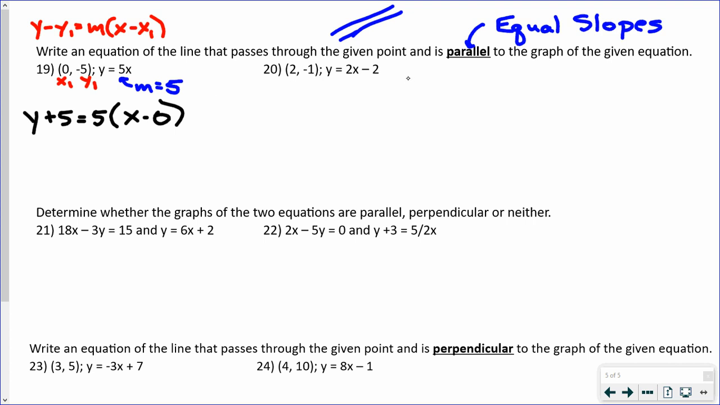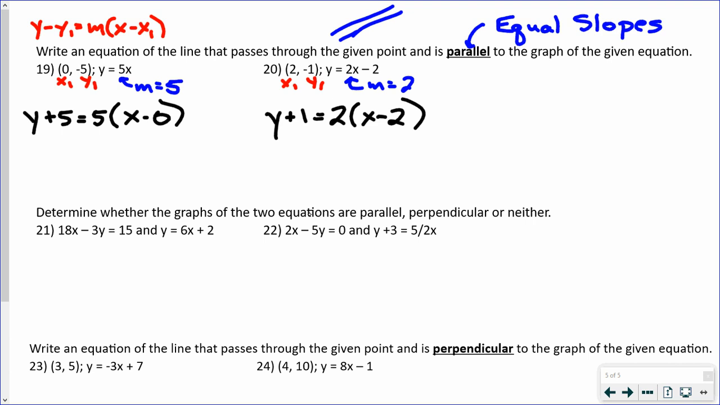All right, so one more. This one is in slope-intercept form. So that's my slope. That's the y-intercept, which I don't need. And then this is my x1, y1. So the equation would be y minus -1, so that's y plus 1, equals m times x minus x1, which is 2. There you go.